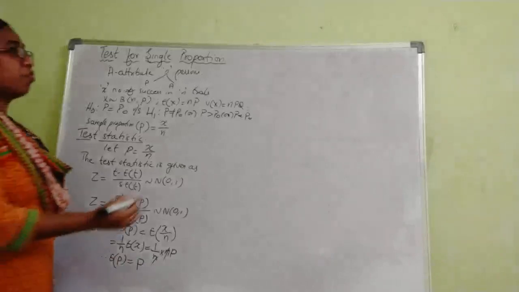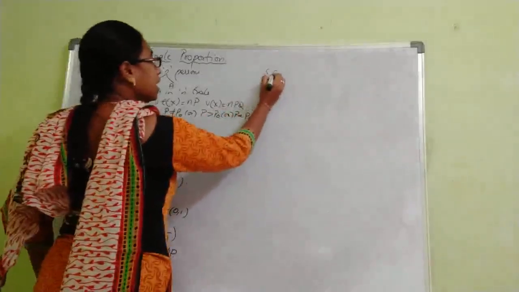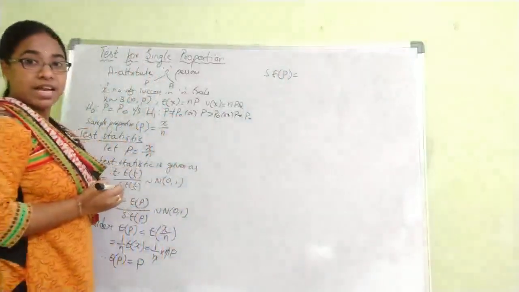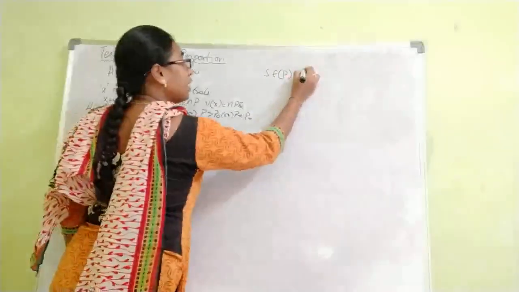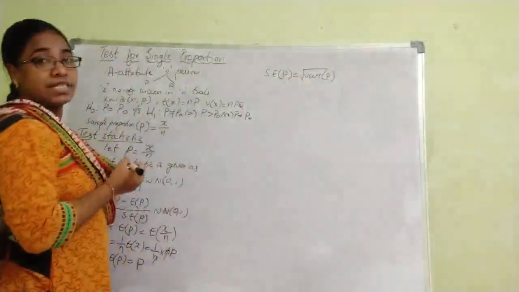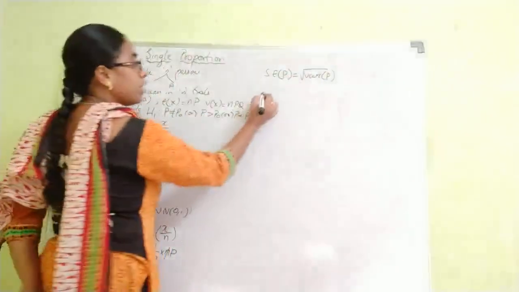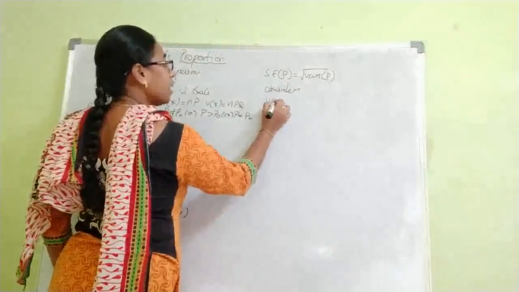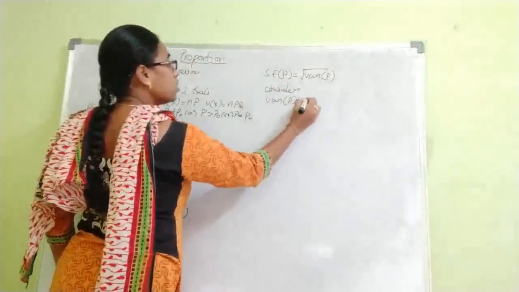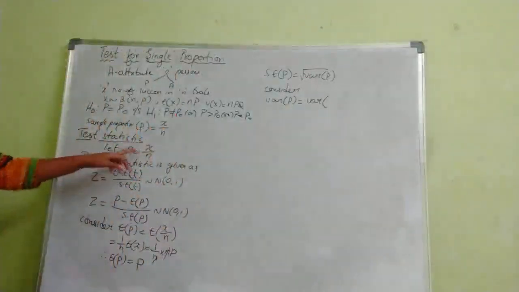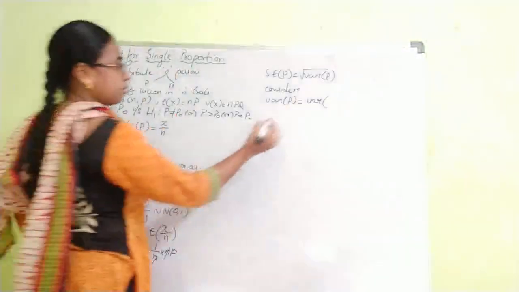Now we have to find the standard error of p. Standard error of p equals, how to find the standard error? Root over variance. Root over variance of p is the standard error. So first find out the variance of p. Consider variance of p equals variance of, what is the p value? The p value is x by n.